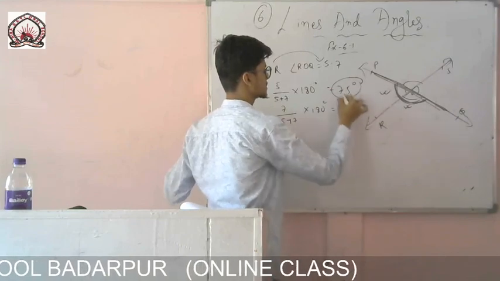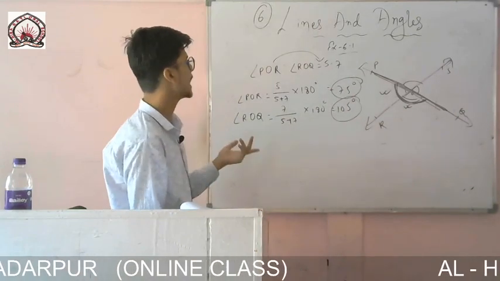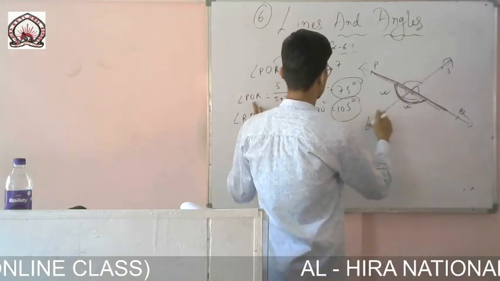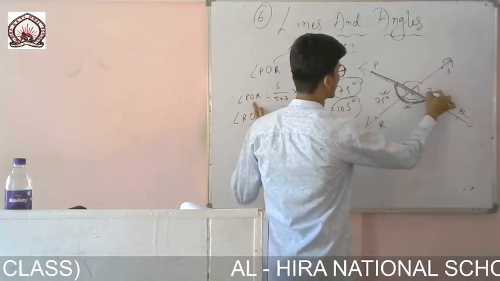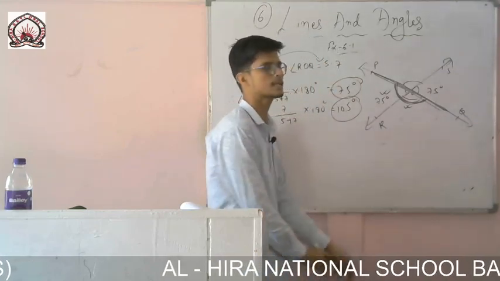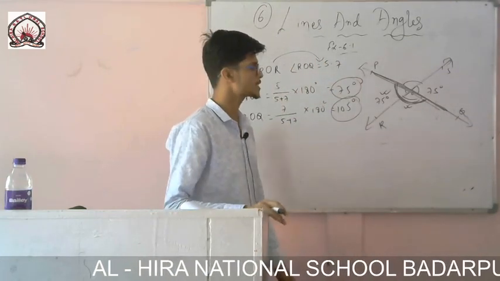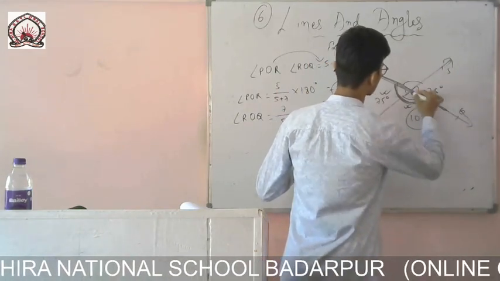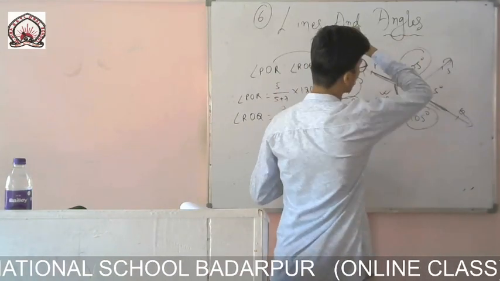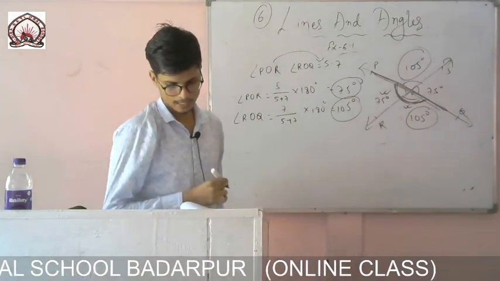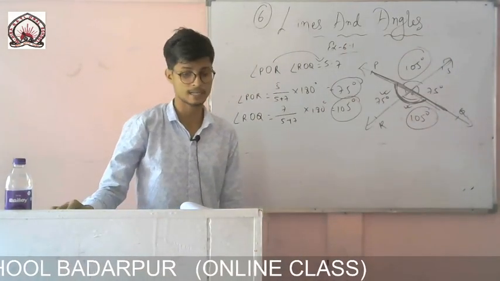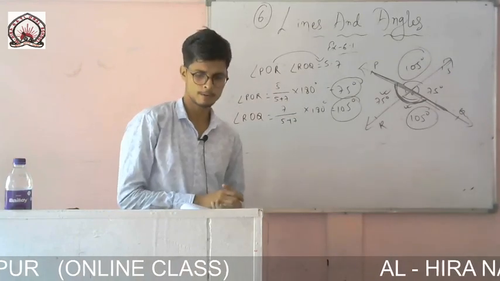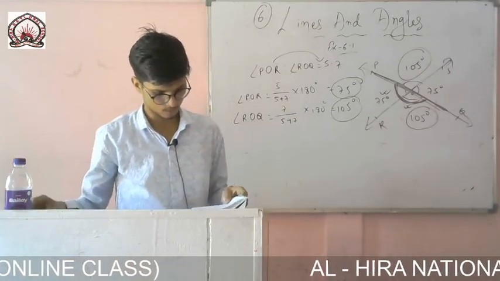So this was your first angle, this was your second angle. Now easily I can find, if POR is equals to 75 degree, then this angle will also be equals to 75 degree, and the reason is vertically opposite angle. If this angle is equals to 105 degree, then this angle will also be equals to 105 degree. Reason will be vertically opposite angle. Okay, you have to write the reason also. So very nicely it is done here, and basic part I have shown. So you practice it at your home.